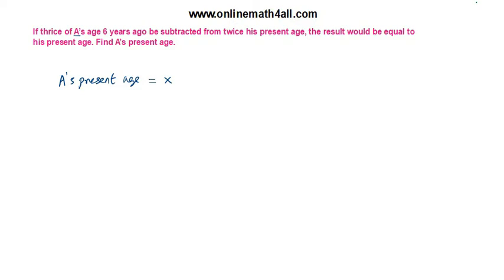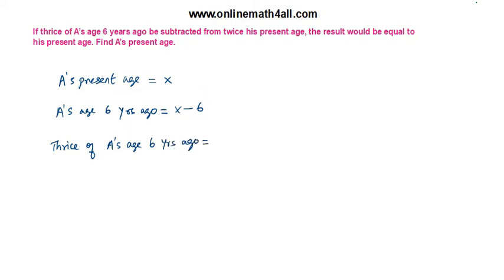Okay, now let's go through the other information. A's age 6 years ago. The age of A is x, then A's age 6 years ago will be x minus 6. Thrice of A's age 6 years ago. So already we know that A's age 6 years ago will be x minus 6. Thrice of A's age 6 years ago will be 3 times x minus 6.